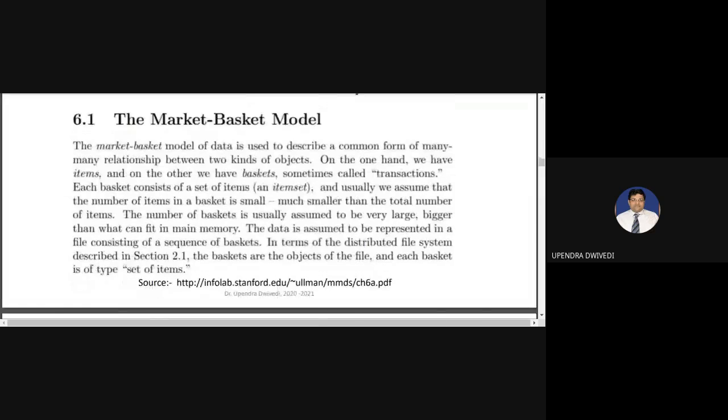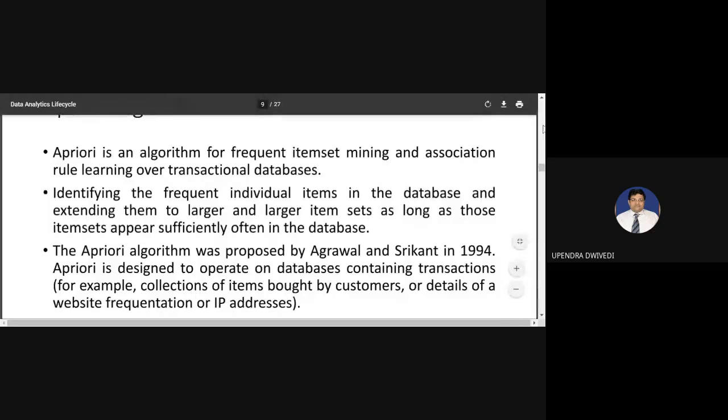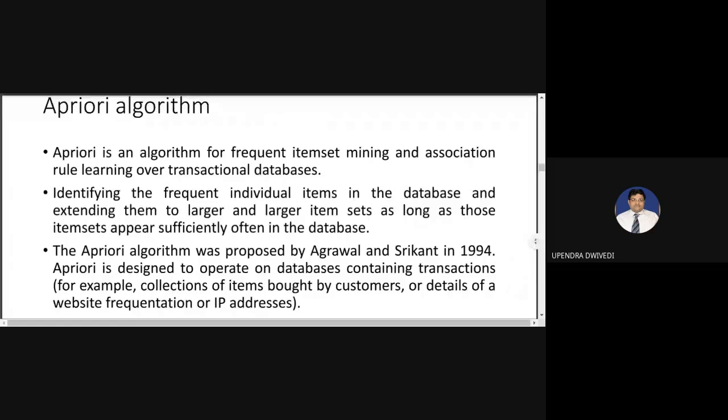So in the Apriori algorithm, we identify the frequent individual items in the database and extend them to larger and larger item sets, as long as those items appear sufficiently often in the database. So what is happening here, if you can see, we have gone through one example. So let me open the whiteboard from Google Drive.